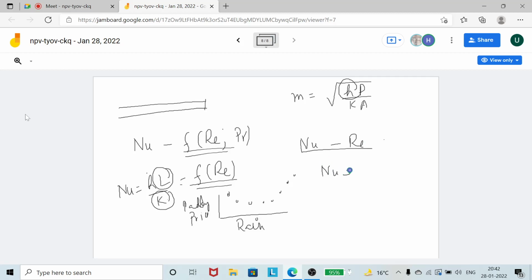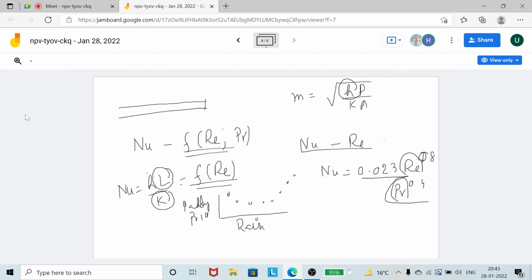Say for example, this is a correlation known as the Dittus-Boelter correlation, Re to the power 0.8, Prandtl number to the power 0.4. So that means you have to calculate Reynolds number, you have to calculate Prandtl number, and then you can find out Nusselt number. So it is not mathematically derived, but experimentally a relationship has been established.